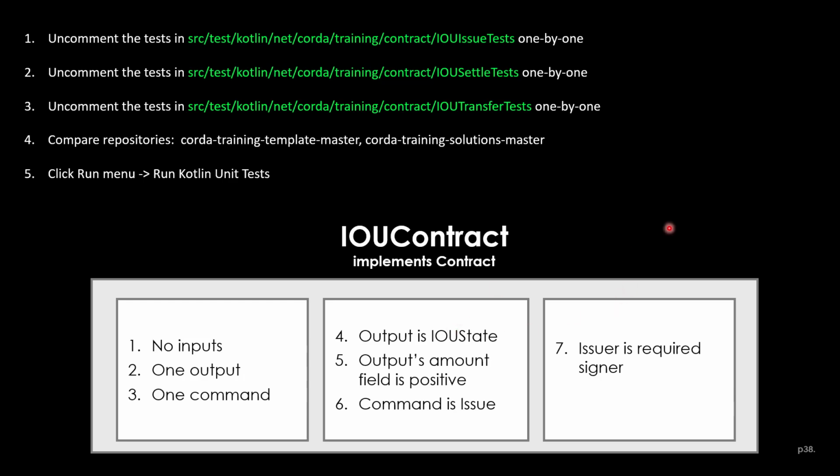So as we go into our exercises, what we're going to do is go through each of the files that make up the classes. We don't have a real Corda node or a Corda certificate. It's just not practical, but we can do a simulation, and we will do a simulation. So we're going to use our repositories, the Corda Training Template Master and the Corda Training Solutions Master, and then we are going to run the unit tests on all of those to simulate the execution.